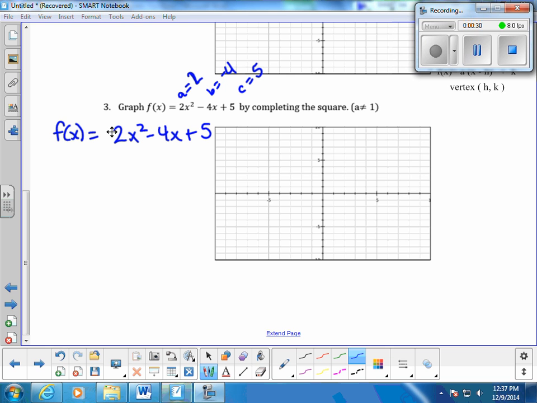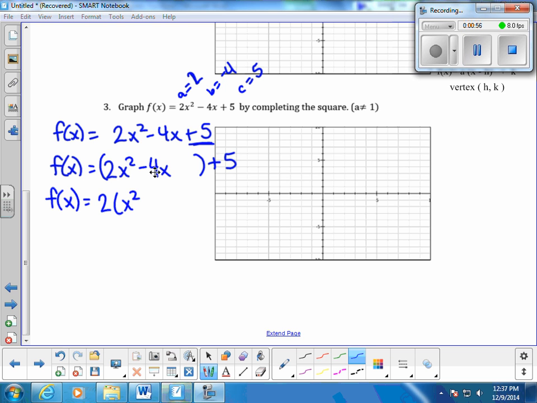The first thing we're going to do is group the x terms like we do in complete the square. This term and this term, we're going to group together and we're going to ask this 5 to move over. Then we notice there's a 2 in common, so we want to factor a 2 out front. If I take a 2 out of this, I'm left with x squared. If I take a 2 out of this, I have minus 2x. And then I'm just going to carry that down.